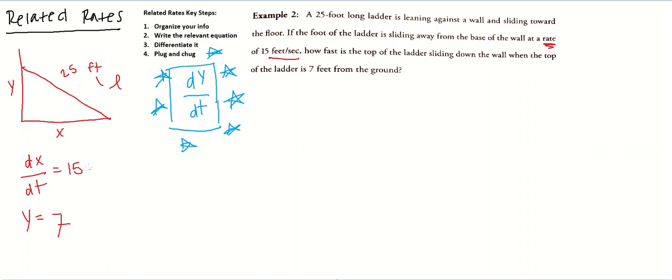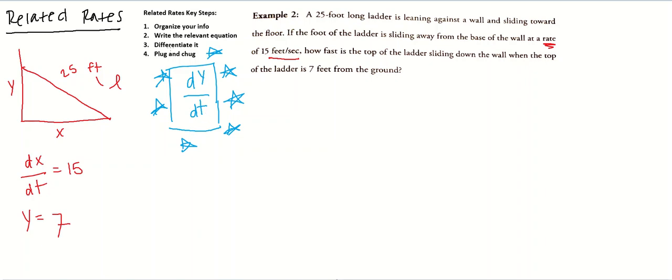So this is what I mean by organizing our information. I've drawn our picture, I've labeled it, and then I've written everything that they've given us using the notation from my picture. Super important: do not use different letters. Stick to the same letters, be consistent. And then I made it really, really obvious what we were trying to figure out, dy/dt. Okay, so all I did was organize my information and make it look neat.